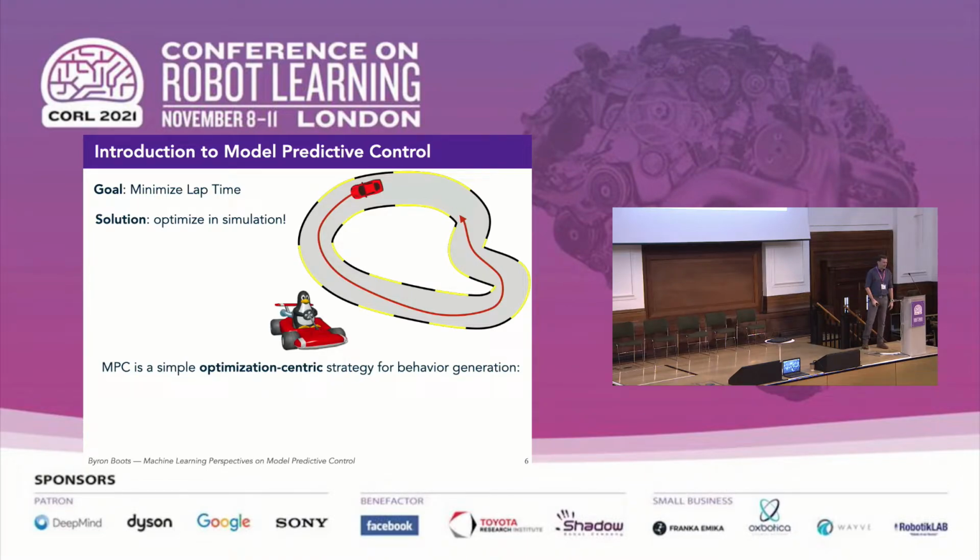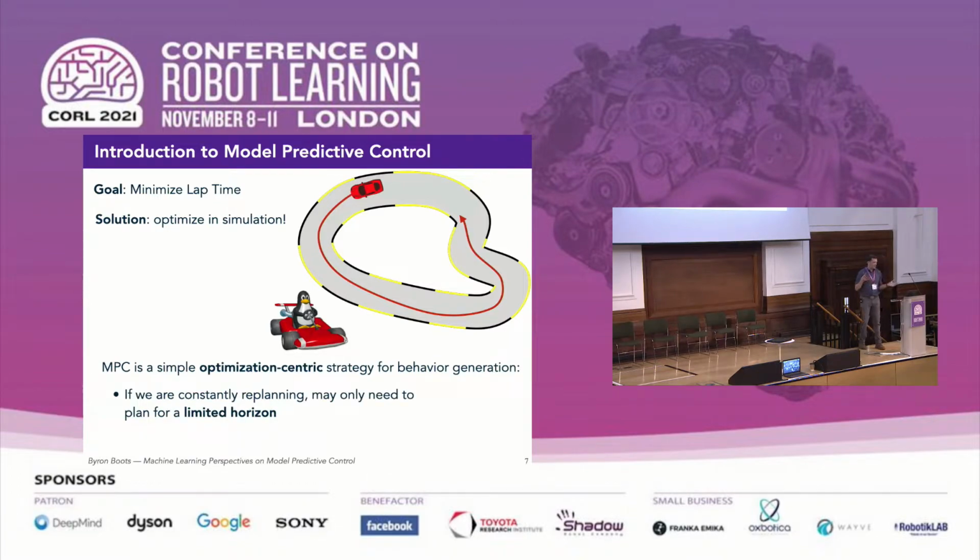it really boils down to a straightforward optimization-centric strategy. First we plan forward from the current state in simulation. We execute the first action on the plan. We observe how the state has actually changed. And then we replan from the new location, and so on and so forth, right? We just repeat that process. So this is the core idea behind model predictive control.